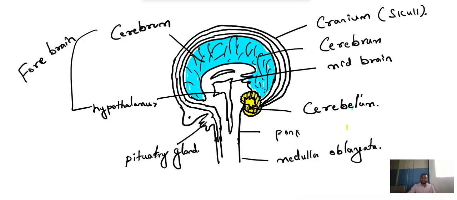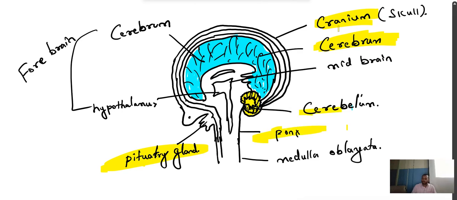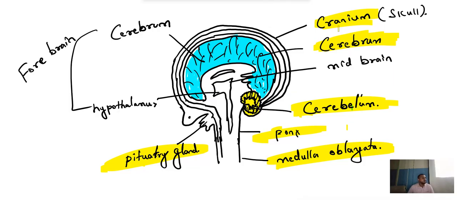Please don't forget. They may ask you these namings. They may ask you to label cerebrum, cranium, pituitary gland, pons, cerebellum, medulla oblongata. So these are the namings usually asked in the diagrams section.